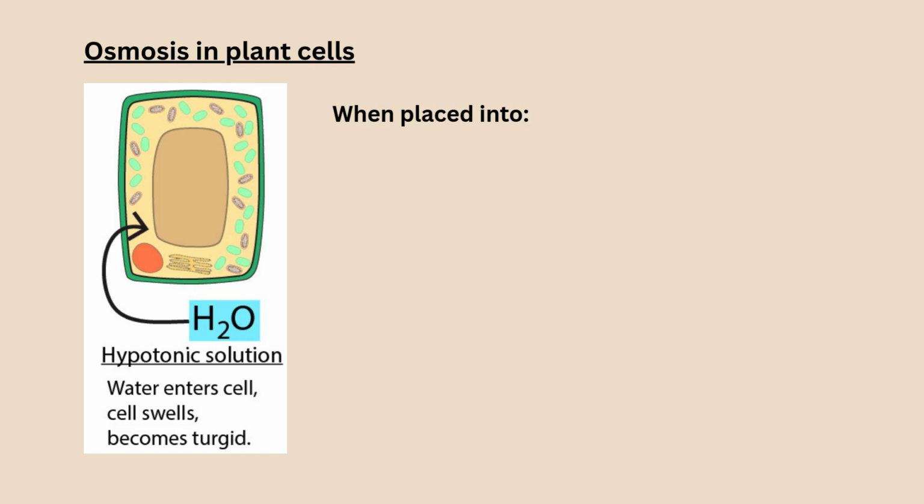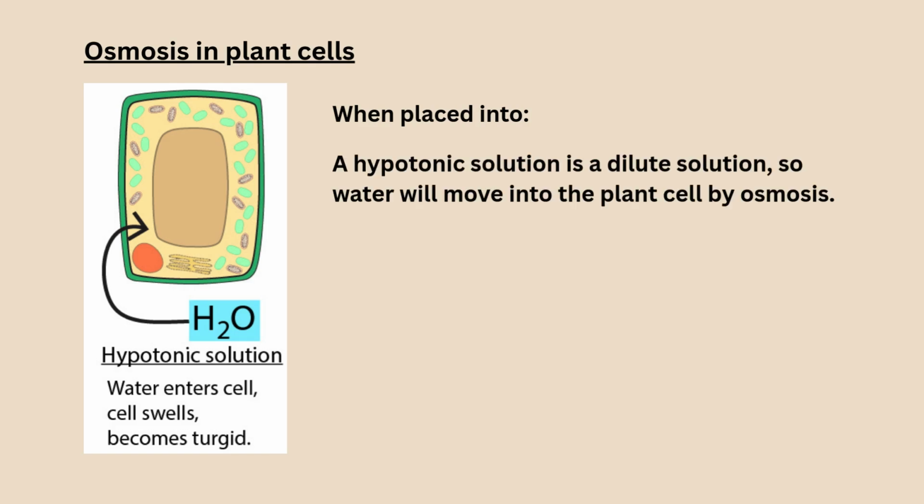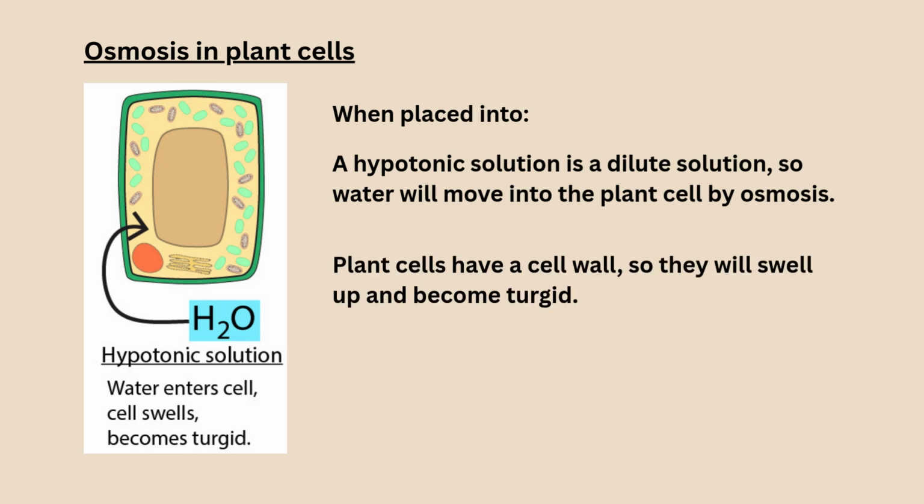Osmosis in plant cells. When a plant cell is placed into a hypotonic solution, this will be a dilute solution, so the water will move into the plant cell by osmosis. And the plant cells have a cell wall, so they will swell up and become turgid.